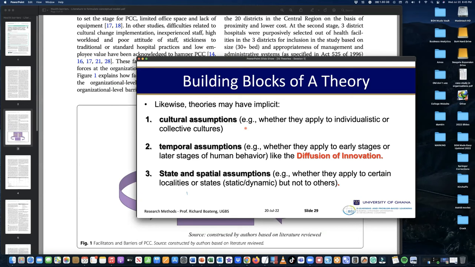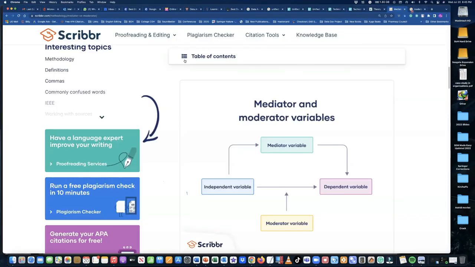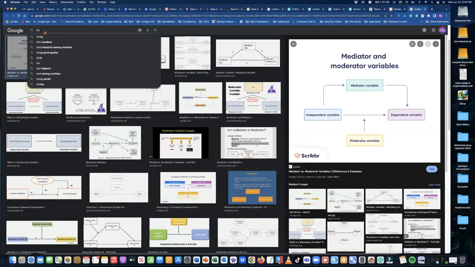The same thing with the diffusion of innovation. If you look at the diffusion of innovation model, it talks about the, let's look at it from here. I don't want to use my head. I like going to it, because I don't remember all the variables. It's called the DOI framework, DOI.